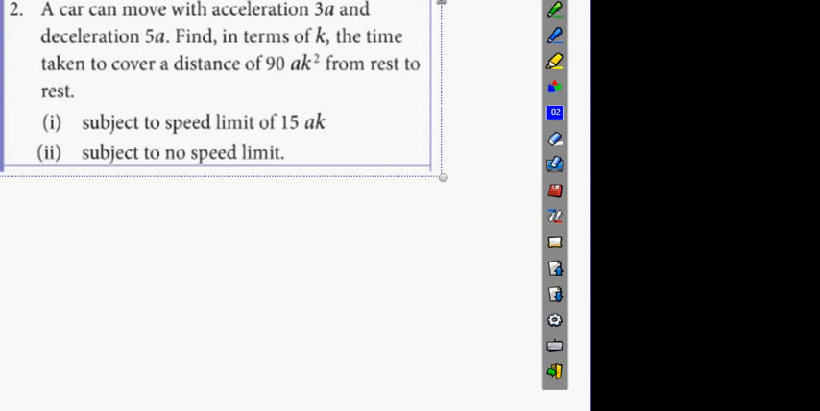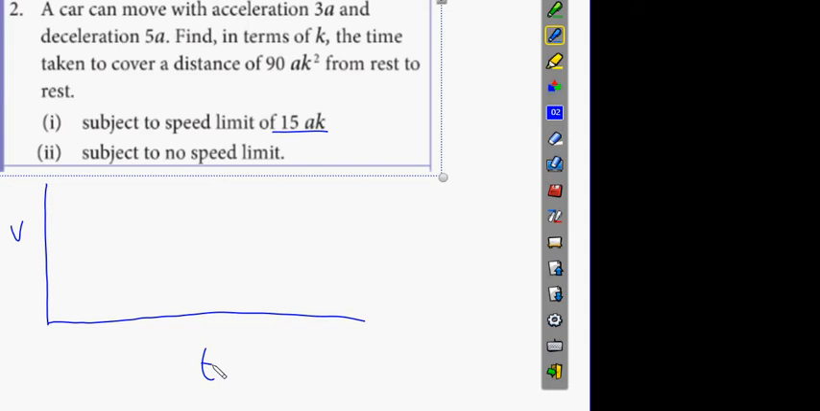Most times in Leaving Cert they'll actually tell you to draw it, like 5-10 marks worth, but today this question didn't say a word about it. So we're going to be subjected to the 15ak speed limit. So that's your velocity, that's your time.